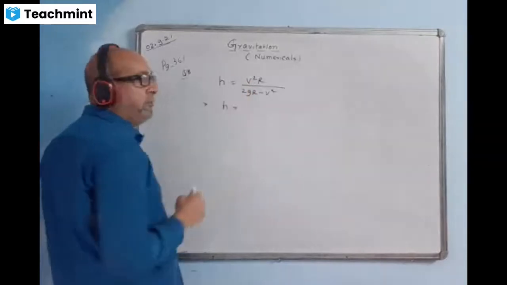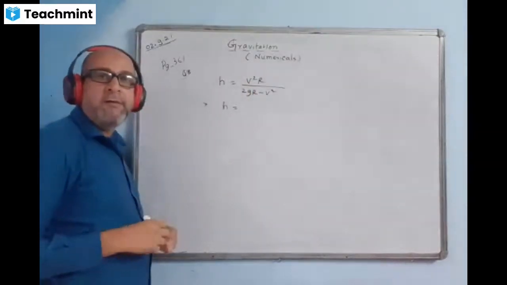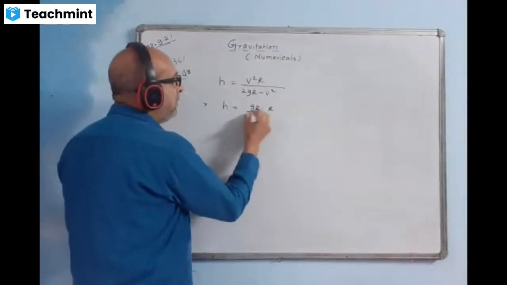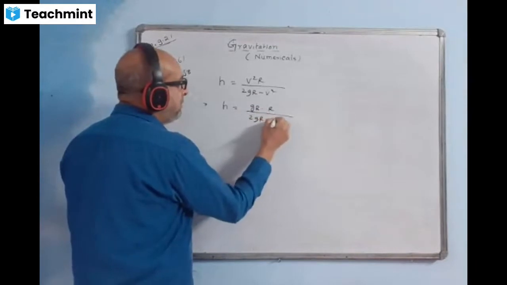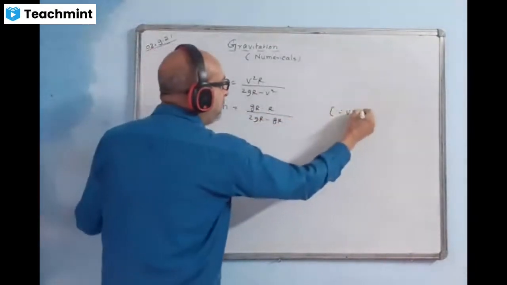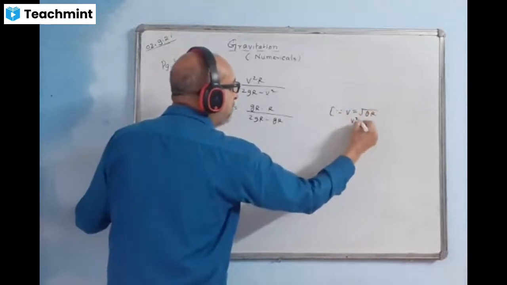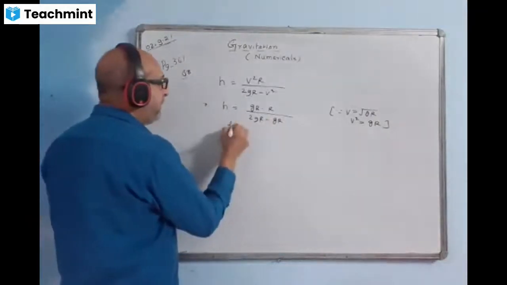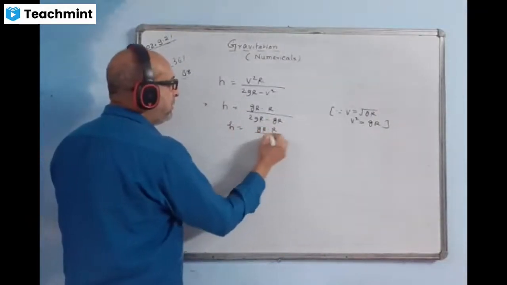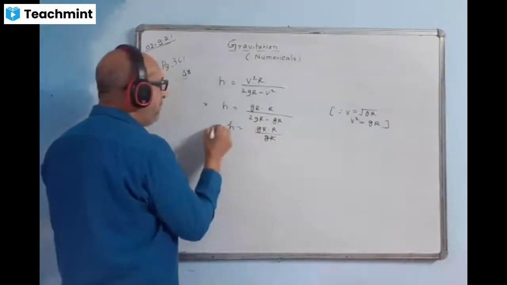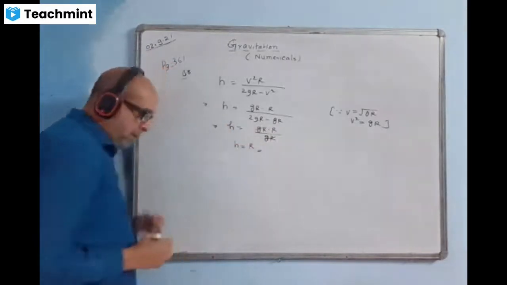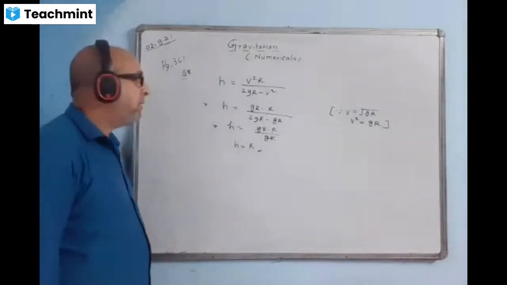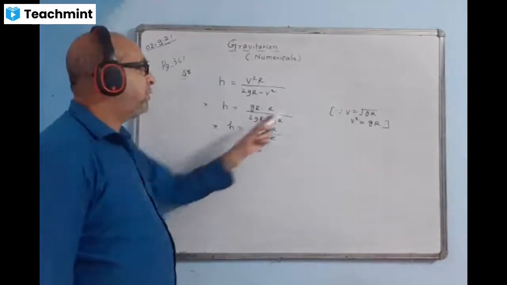H is equal to V value, I'll put now. V value is root GR. When you square it, it becomes GR. When V square value, you can put GR into R, like 2GR minus GR. Since V is equal to root GR, therefore V square value is becoming GR. So 2GR minus GR, subtract that GR into R, this is coming GR, GR will go, therefore H is equal to R. That means when the body goes to a height equal to R, that time the velocity will be equal to root GR.